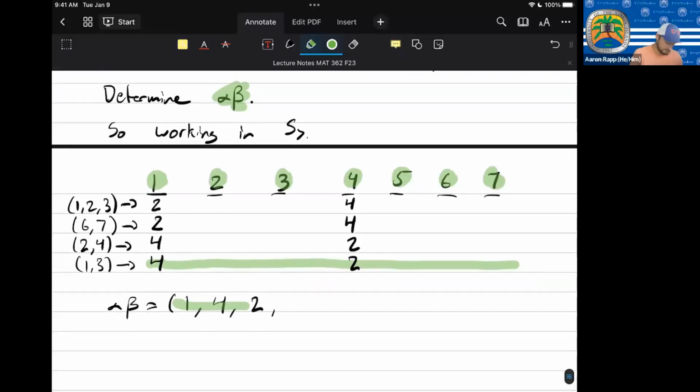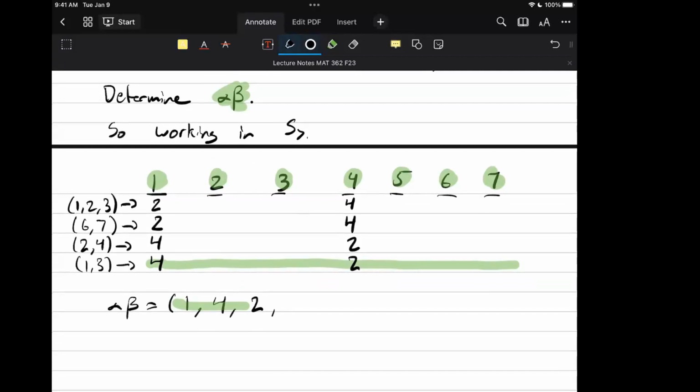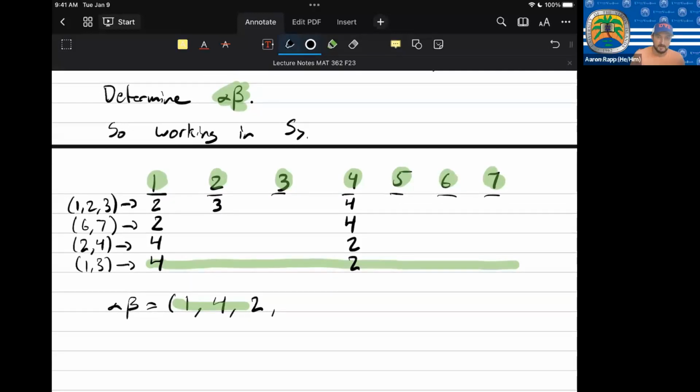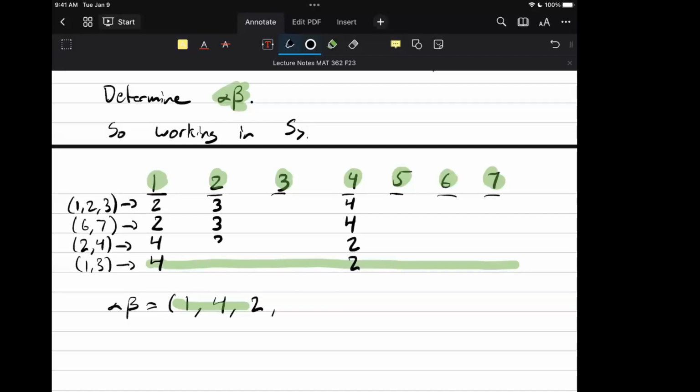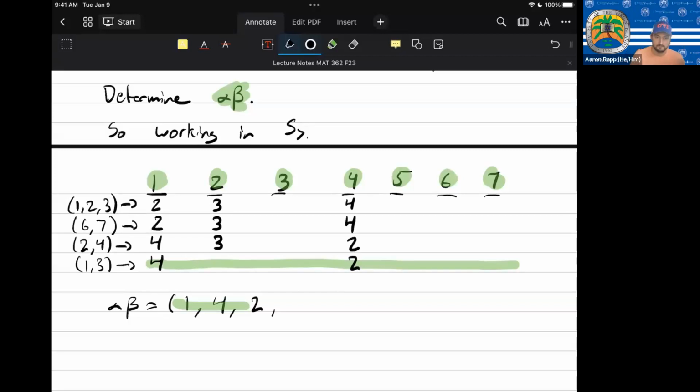So now we got to figure out what happens to 2. I'm going to speed up because I think based on the answers, we'll do one more, and then after it, I'll speed through and we'll fill in all the information to get it done. If I use 2 as my input and I pass it through the cycle 1, 2, 3, what does it become? 3. I take 3, pass it through the cycle 6, 7. What does it become? 3. Yep. Same thing happens for 2, 4.